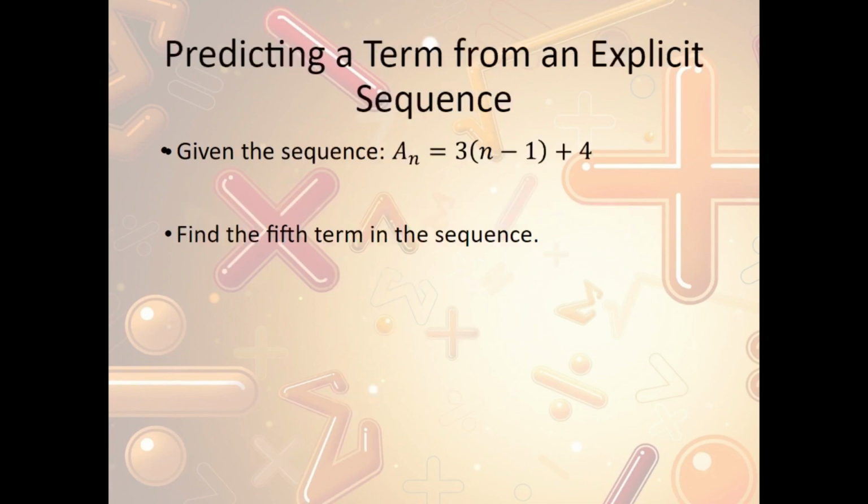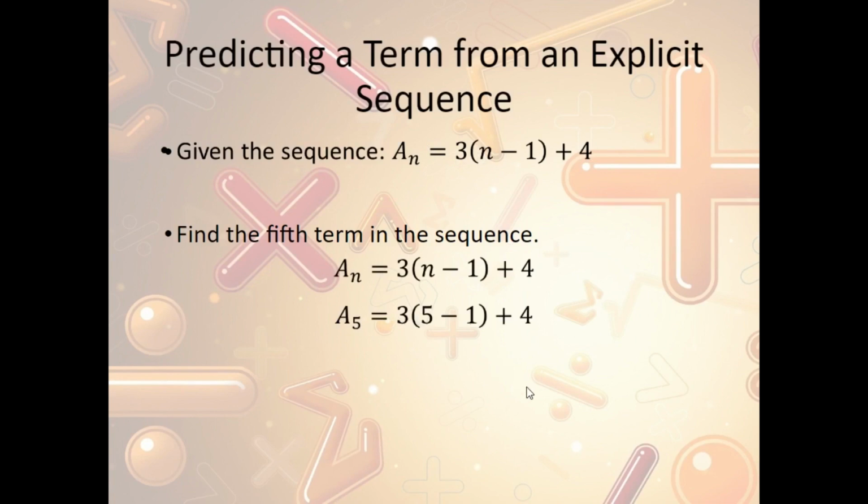Now let's take a look at this one. We're given that AN is equal to 3 times (n minus 1) plus 4, and we want the 5th term. So 3 is our common difference, 4 is our first term, and we want the 5th term. So we're just going to plug 5 in for n. So this becomes A5 is equal to 3 times (5 minus 1) plus 4.